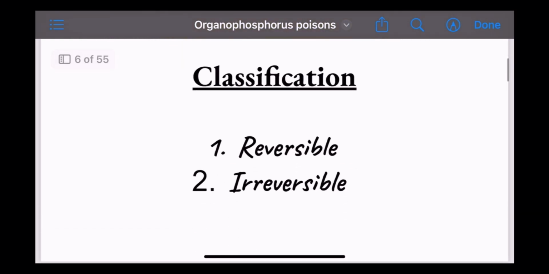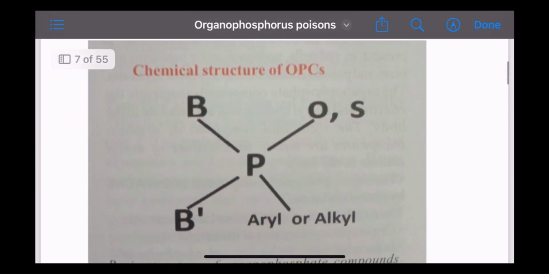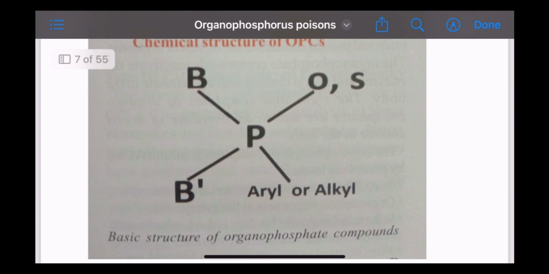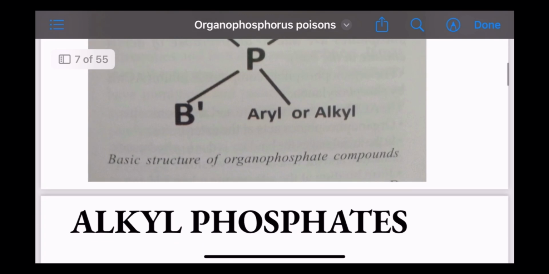Then we have the classification of organophosphates. So one is reversible, then the other is irreversible. So this is a chemical structure basically. One aryl or alkyl group will be there, then an oxygen or sulfur group will be there. This is your choice if you want to remember this basic diagram.